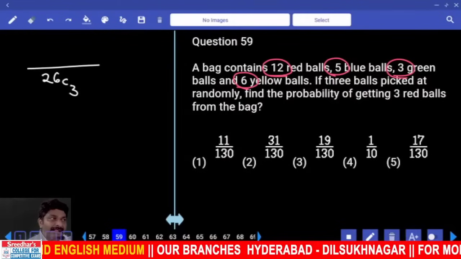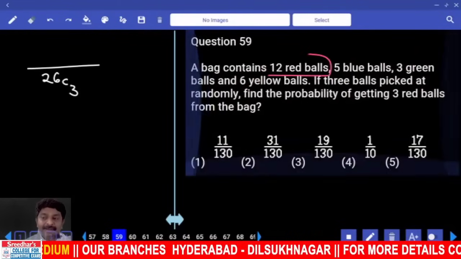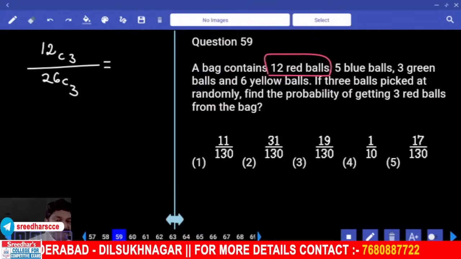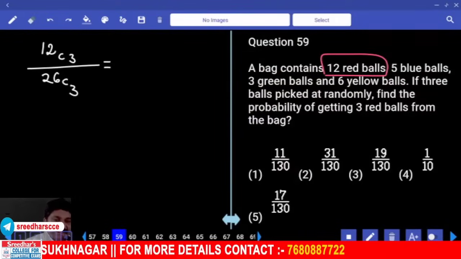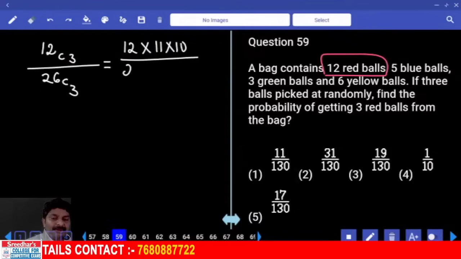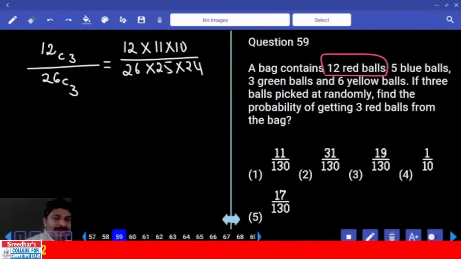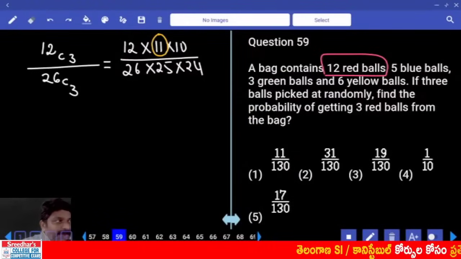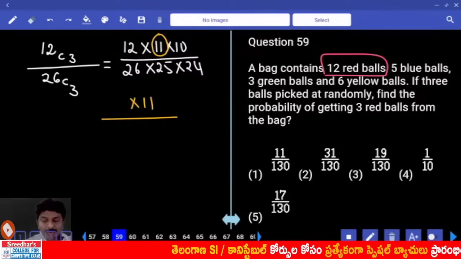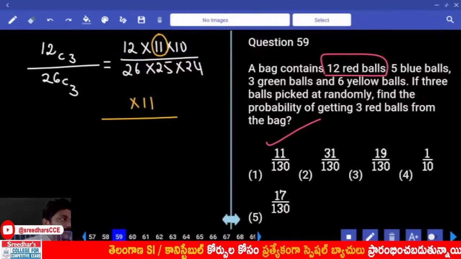And we need to calculate probability of getting 3 red from 12 red. So that can be done in 12 C3. This will be equal to, because we have C3, C3, I'll directly write it as 12 into 11 into 10 by 26 into 25 into 24. Interesting number in numerator is 11. 11 multiple is there in numerator. Do you have 11 multiple in denominator? Then your answer numerator should be 11 multiple. Go to options. Only one.